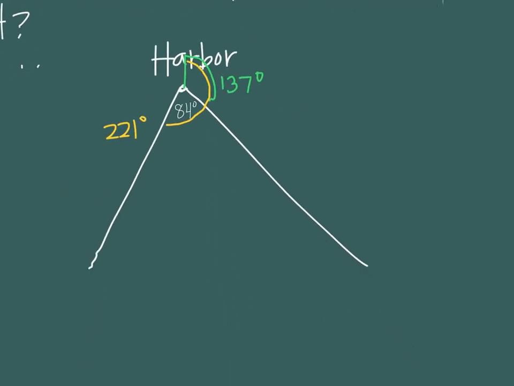All right, we also know that now between the boats, the angle between them is 84 degrees. The distance between them was given to be 258 miles. So 258 miles is directly across from the 84 degrees. So let's call them boat A and boat B.